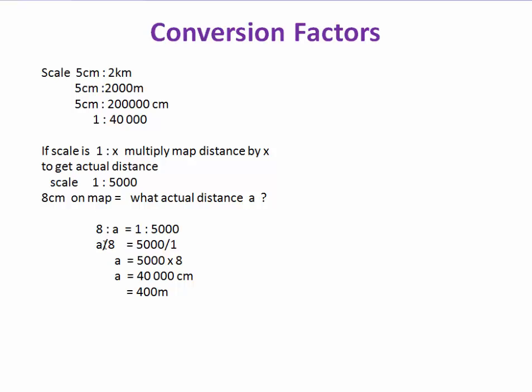So A divided by 8 equals 5,000 over 1. So A equals 5,000 times 8. We're taking the 8 to the other side. When we divide here, we multiply if we take it to the other side of the equals. So A equals 5,000 multiplied by 8, which is 40,000 centimeters. Convert this into meters, divide by 100, which is cancelling the first two zeros, and we get 400 meters.